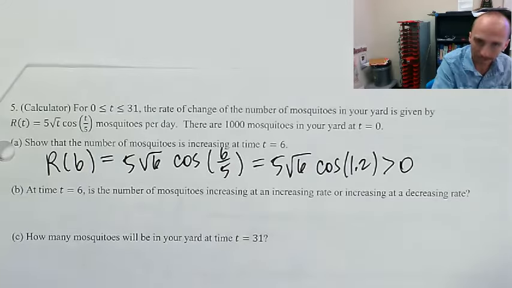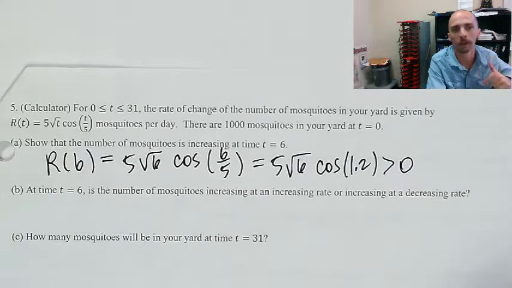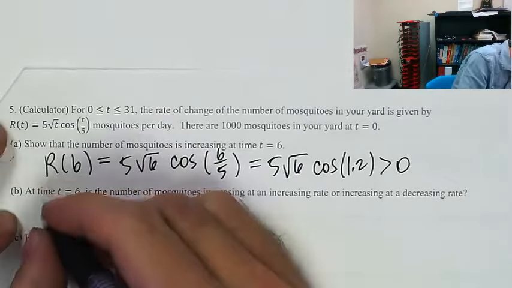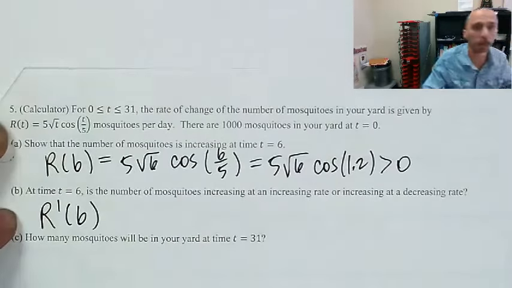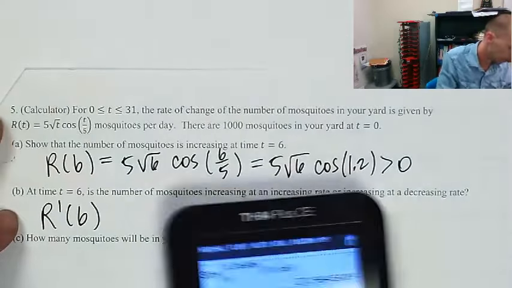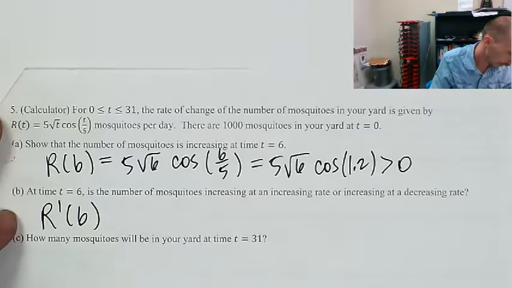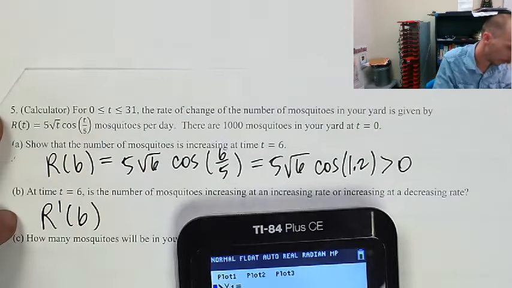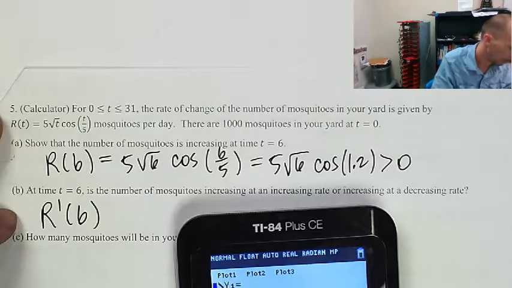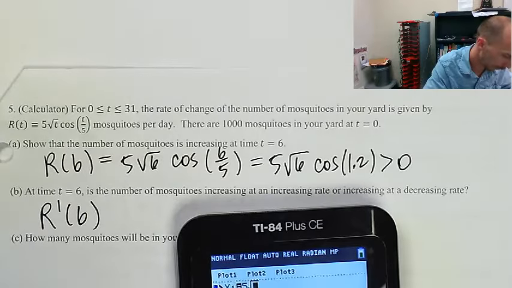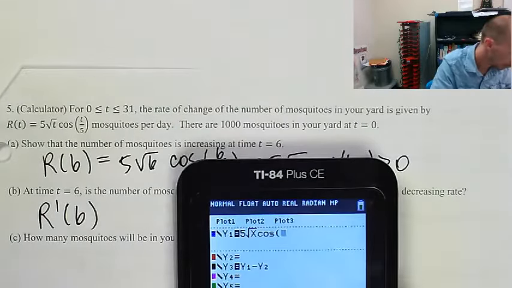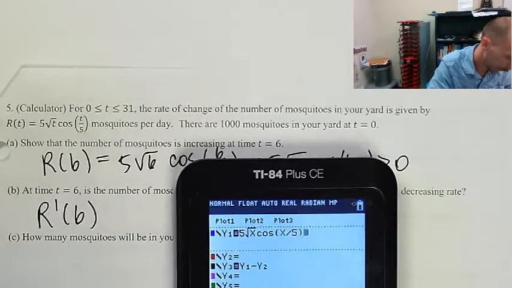Okay, so R is the rate. So we just showed it was increasing. If we want to know if the rate is increasing or decreasing, we take the derivative of the rate. So I'm going to take R and take its derivative and plug in 6. I'll probably leave y1 minus y2. R of t is 5 square root t cosine of t divided by 5. Make sure I'm in radian mode when you hit cosine.